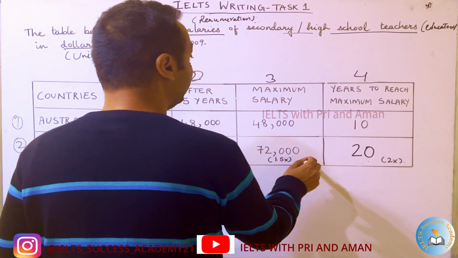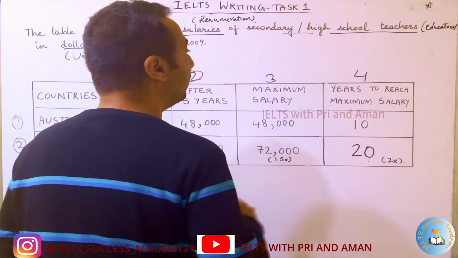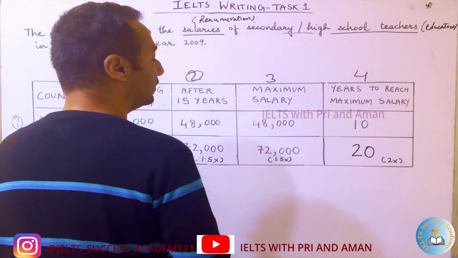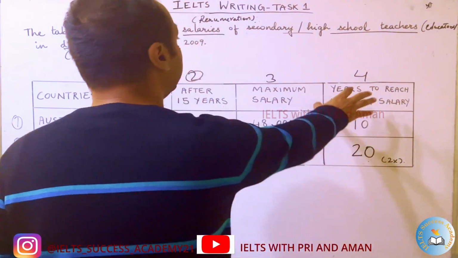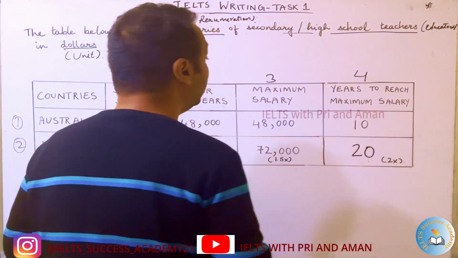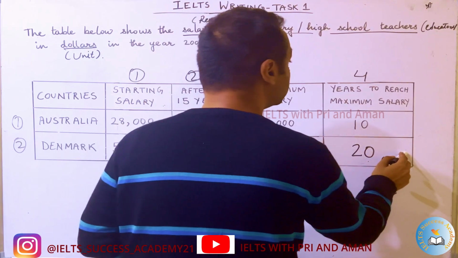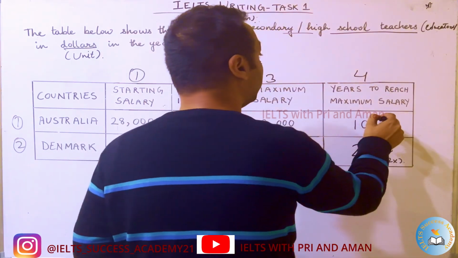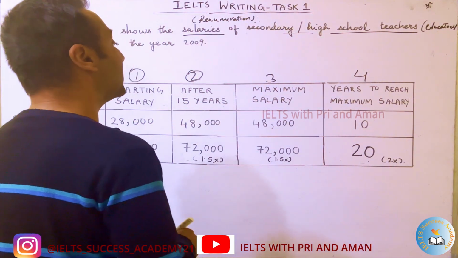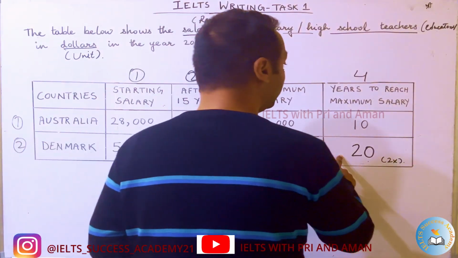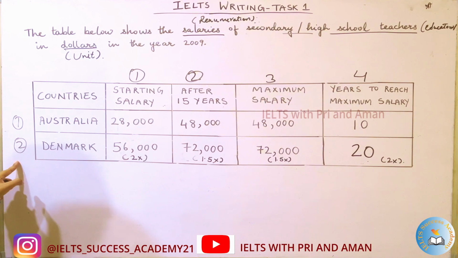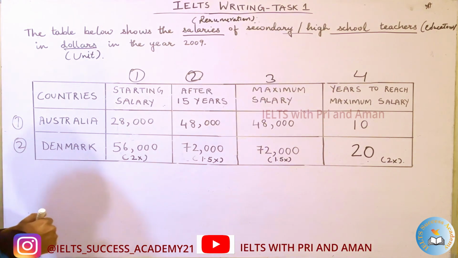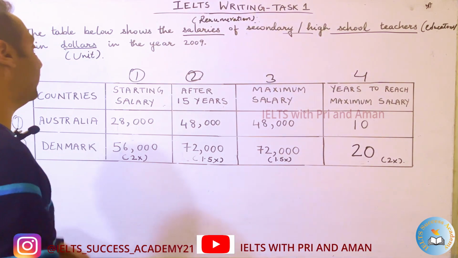Their maximum salary was more than 1.5 times the maximum salary of Australian teachers. And for years to reach maximum salary, it took Australians half the time to reach their maximum salary in comparison to Danish educators, okay, or in comparison to Danish teachers, or teachers from Denmark.